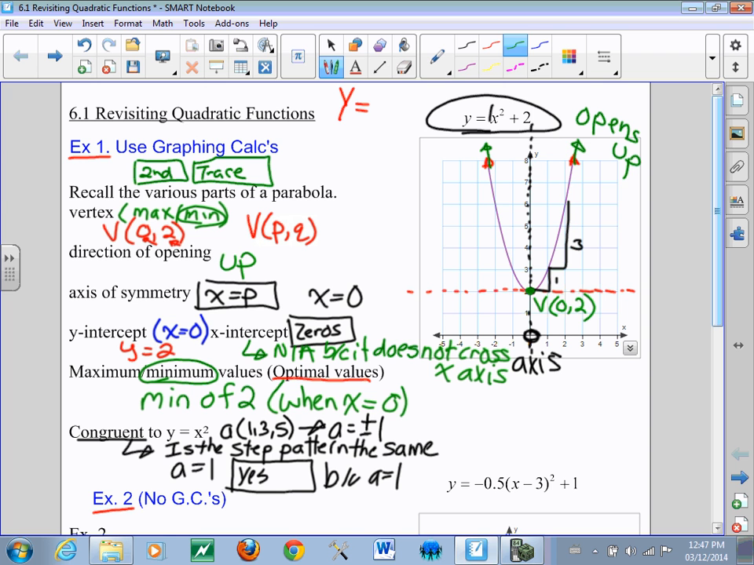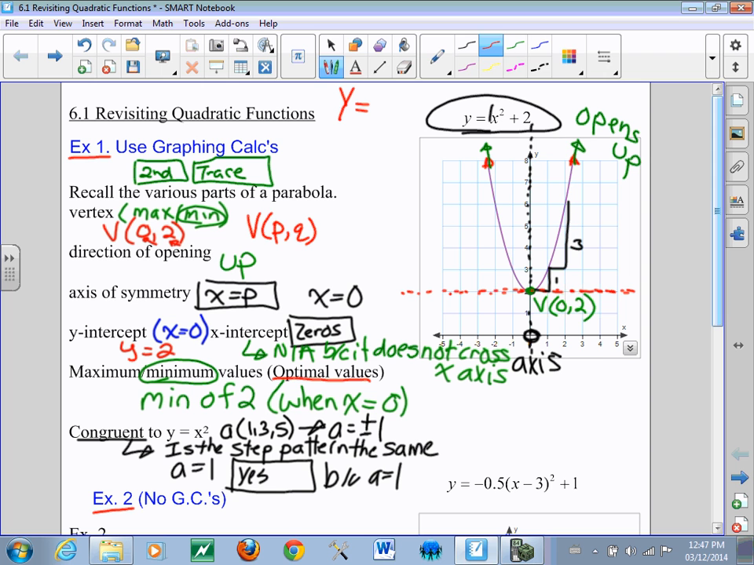Okay, if A is positive, it opens up, and if A is negative, it opens down. That also relates to if it's a minimum or maximum. In this case, it opens up, so it goes to a minimum value here at the vertex. And the optimal value occurs horizontally, which is our red line here.